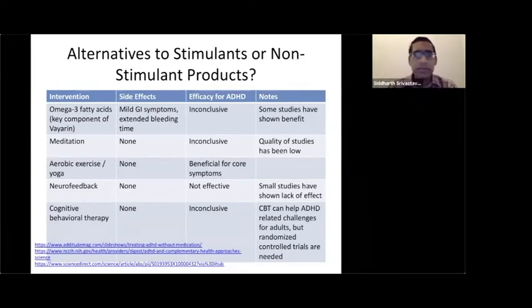Neurofeedback, also known as EEG biofeedback, does not really seem to show benefit for ADHD. And then CBT, or cognitive behavioral therapy, may be helpful for some adults with ADHD who are higher functioning, who have the cognitive capacity to participate in CBT. In general, more studies are needed for this, though.